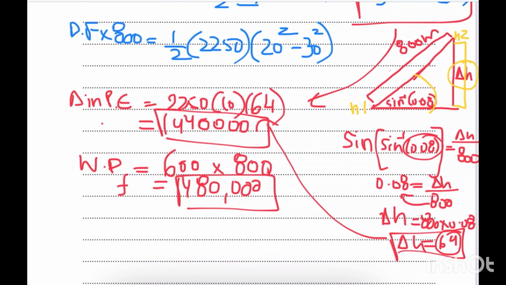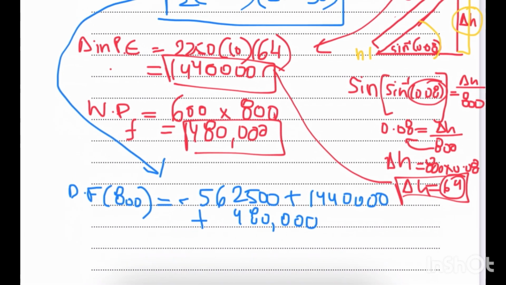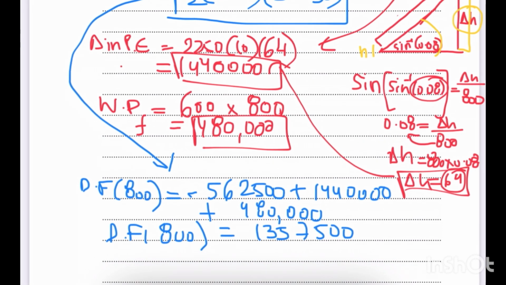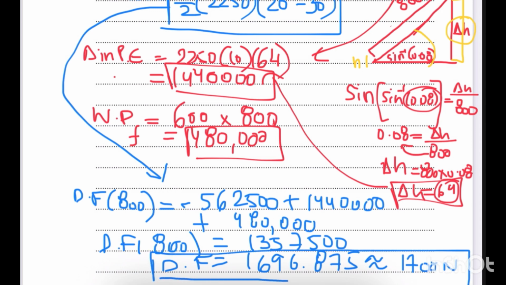To simplify that, again we get the driving force multiplied by 800 is 1,440,000, and then plus 480,000, which is the work done against friction, and that simplifies down further to 135,700. Then dividing 800 on both sides, we get the driving force equal to 1696.875, and if we want to round off, that is 1700 newtons. So that is the driving force exerted by the car.